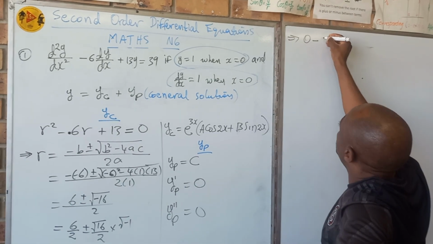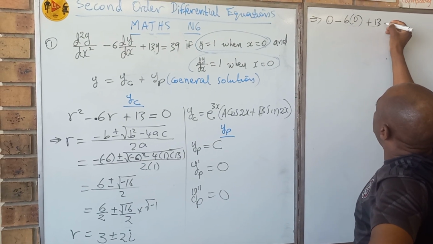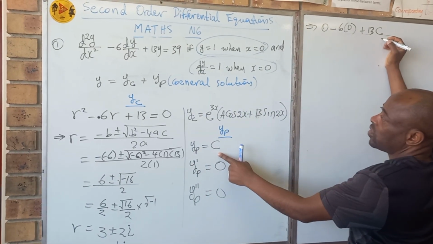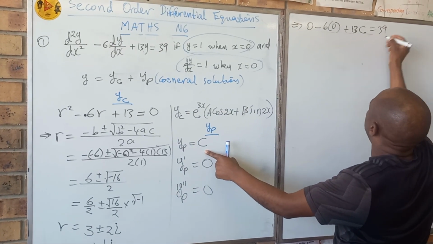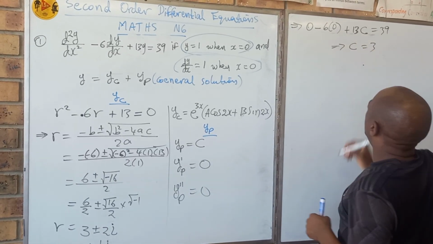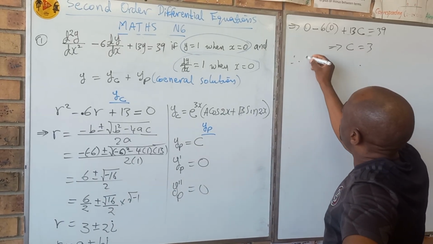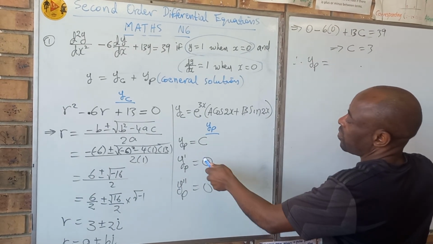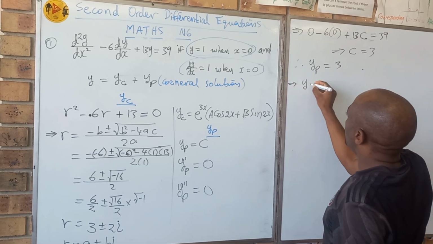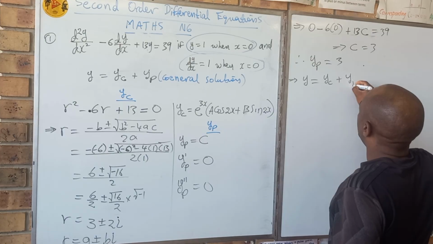So this will be 0 minus 6 into 0 plus 13c, since our y will be replaced by c, which is yp, is equal to 39. And that shows to us that c is equal to 3 if we divide both sides by 13. And therefore, if I go back to yp, my yp will just be equal to 3. And this will show that y, the general solution, is yc plus yp.